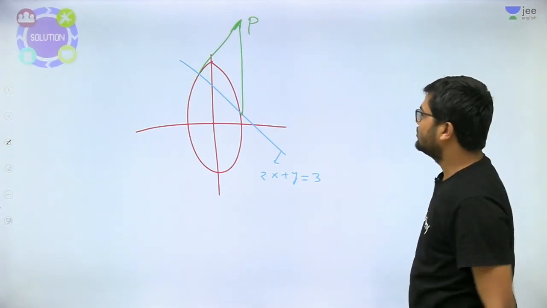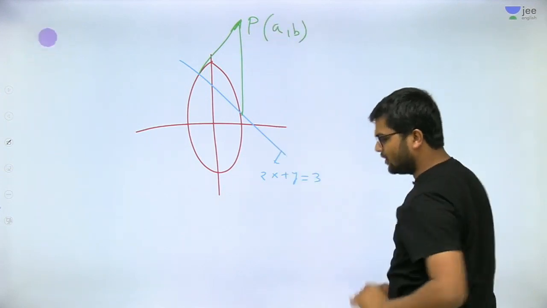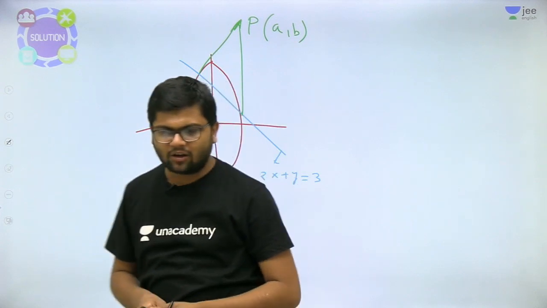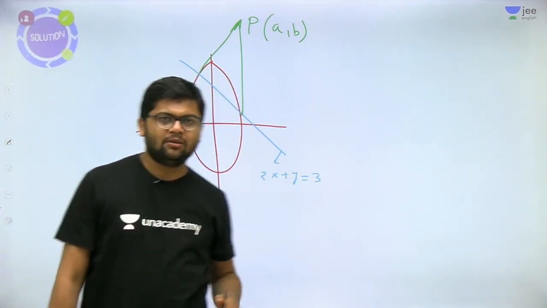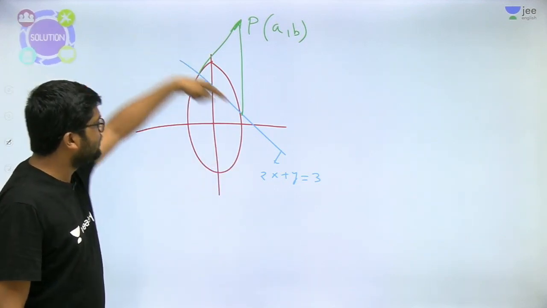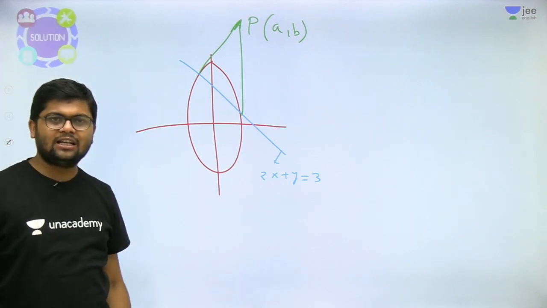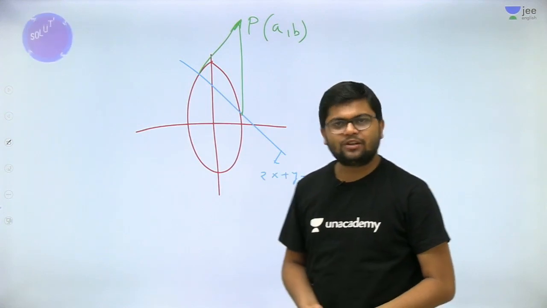That is the question. So let us consider this point P as A comma B, because we need to find this. Yes, wonderful students. Now from the point of view of P, this blue line is the chord of contact, because it is joining the points of tangency.